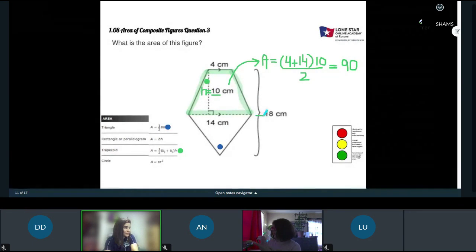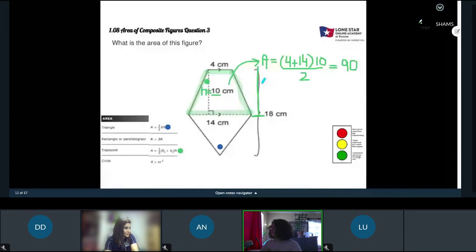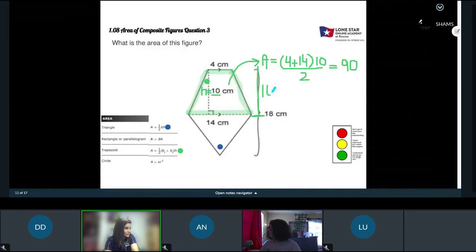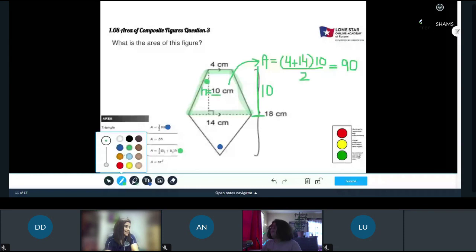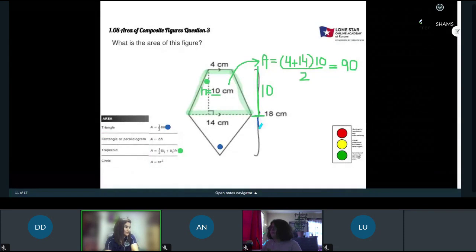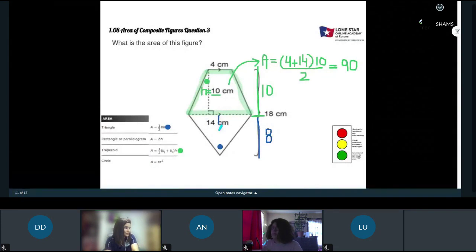Since the height of the trapezoid is 10, let's mark it. You say this partial height is 10. Yes, so the bottom height should be 8. Does that make sense to everybody? This bottom height should then be 8. 10 plus 8, 18. Right? So the height of the triangle has got to be 8.